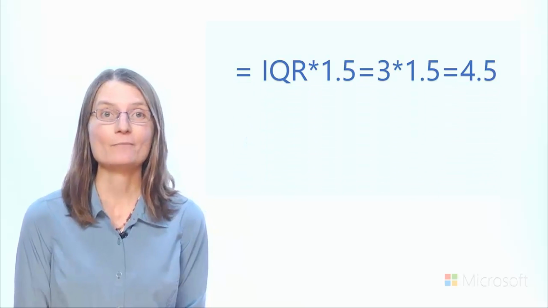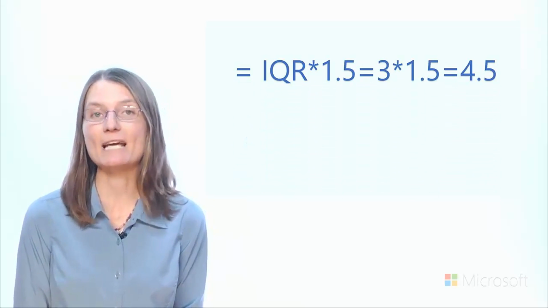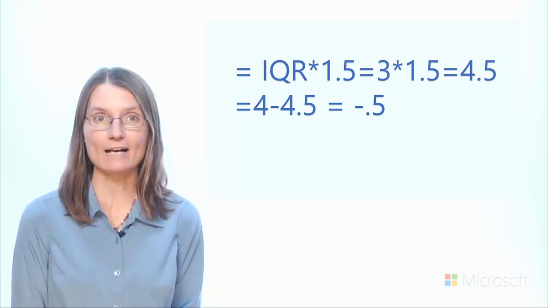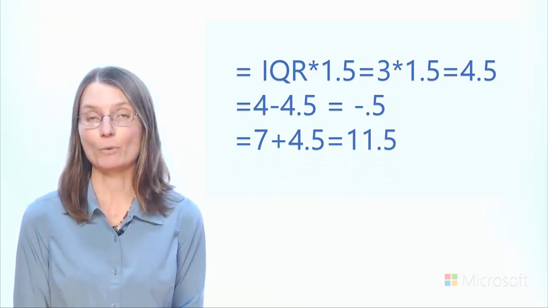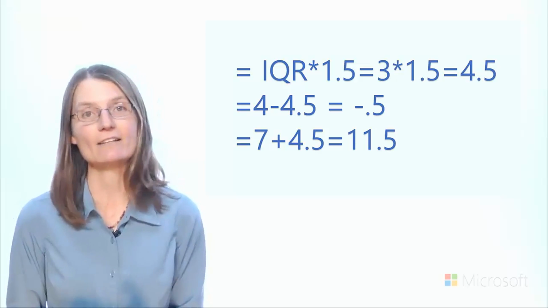Now we multiply 1.5 by 3, and we get 4.5. Outliers on the low end would be anything less than negative 0.5. Outliers on the upper end would be anything greater than 11.5. So 14 is an outlier.